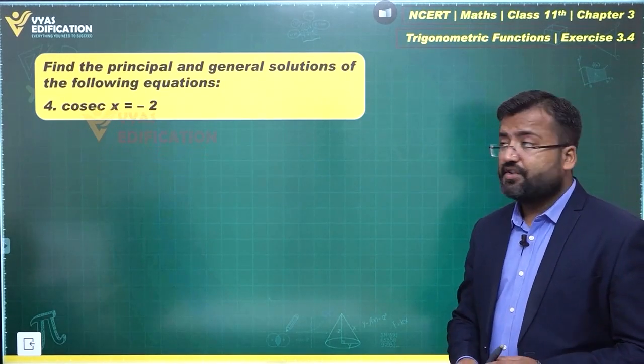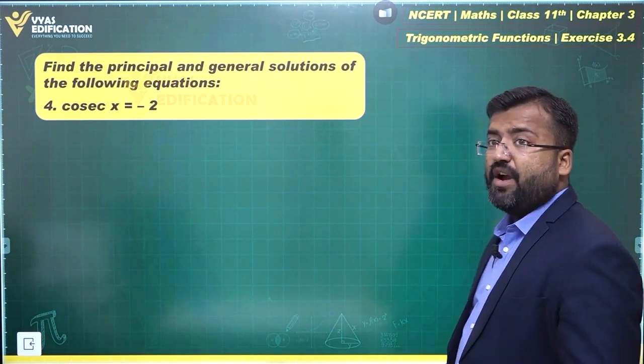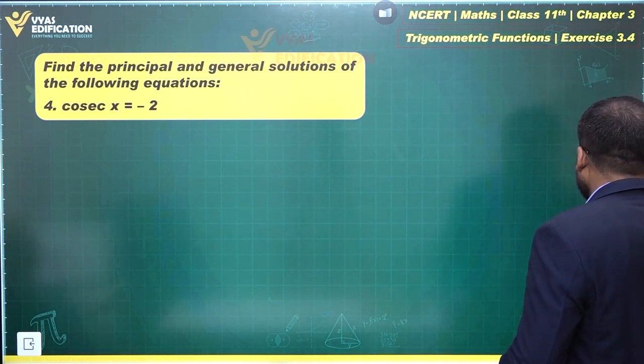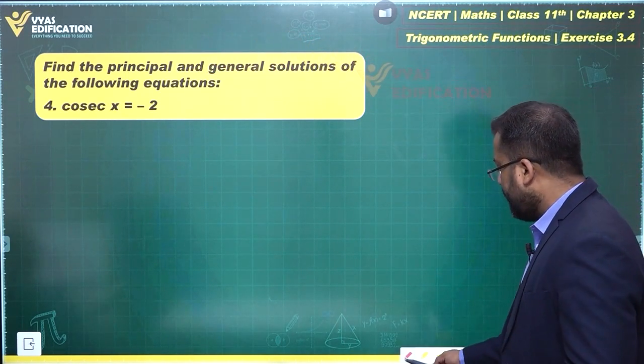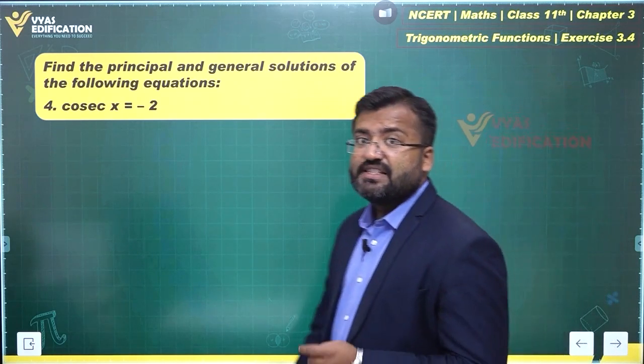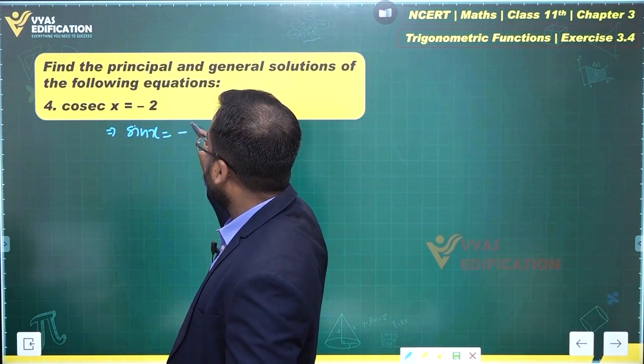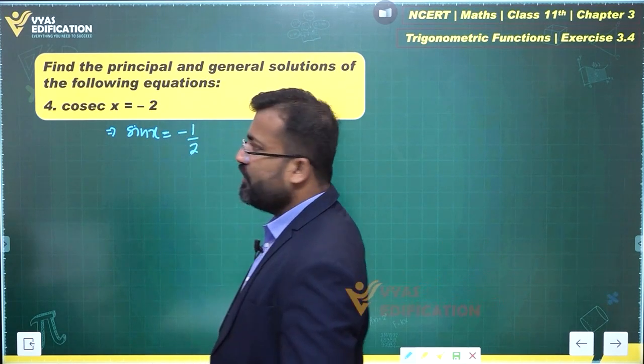Let us solve this one next. Cosec x equals minus 2. Now how do we go about solving this one? Once again, cosec x equals minus 2 implies that sin x will be equal to minus 1 by 2.